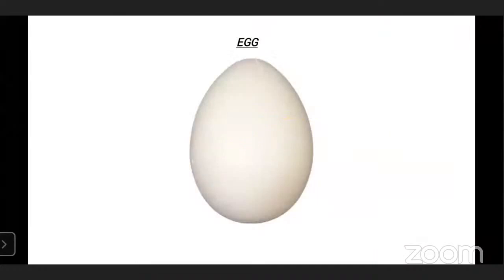Now, can you tell me what object is this? Egg. Very good. E-double-G, egg. And what shape egg has? Oval. Oval, yes. Repeat the spelling. O-V, A-L. Oval. Very good.